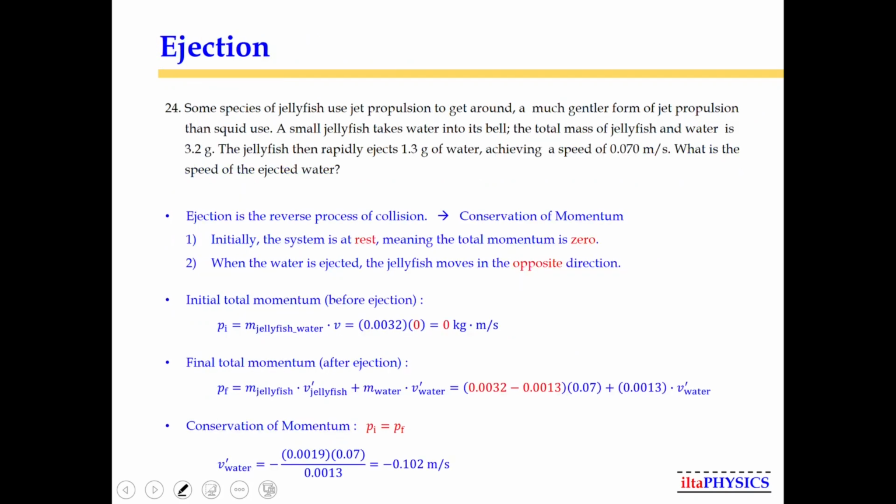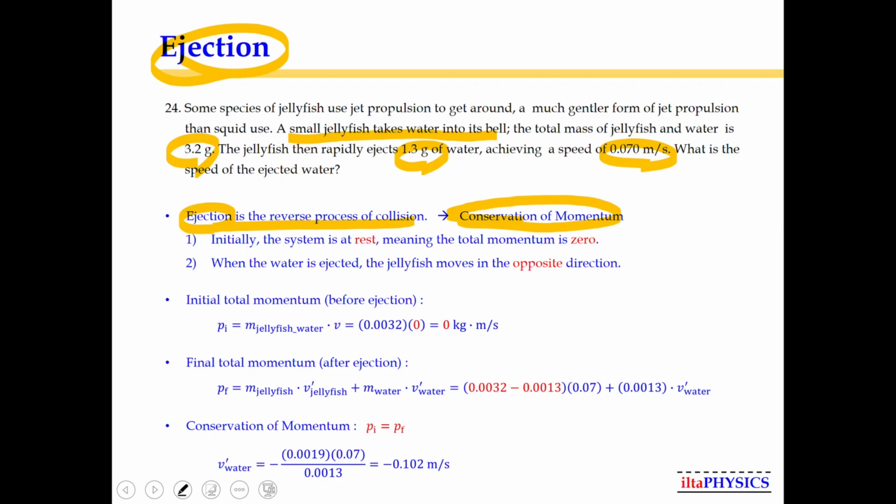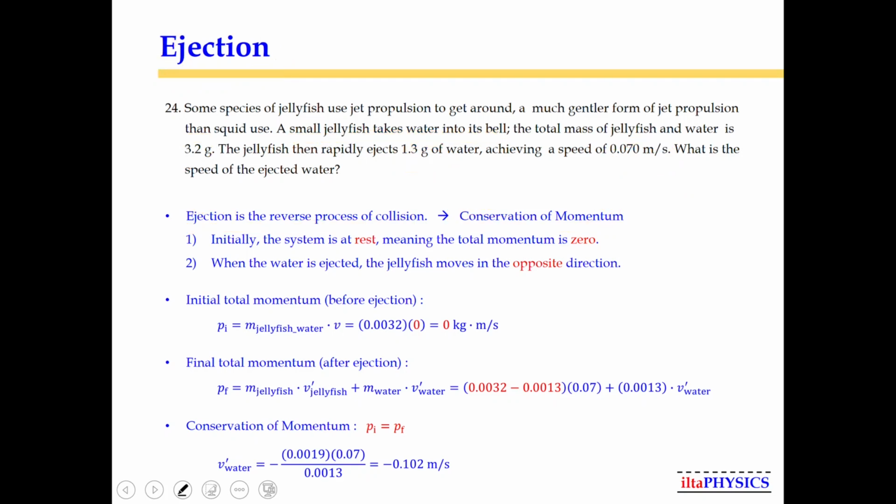Problem number 24 is about an ejection. A jellyfish takes in water and then squirts it out to move forward. The mass and velocity for both are given in the problem. Ejection can be viewed as the reverse of a collision, so the law of conservation of momentum still applies. One thing to watch out for is that in most explosion or ejection problems, the system starts at rest, so the initial velocity and momentum are both zero. After the ejection, the two objects move in opposite directions.